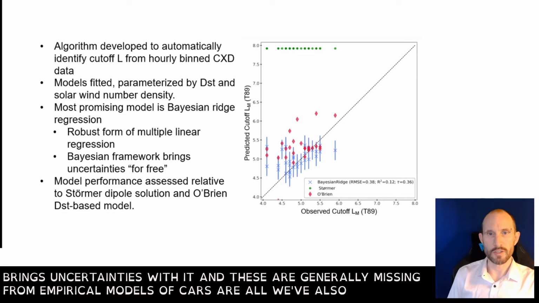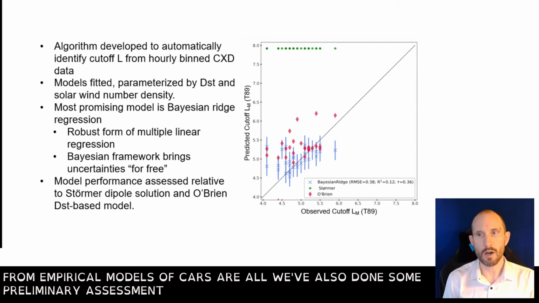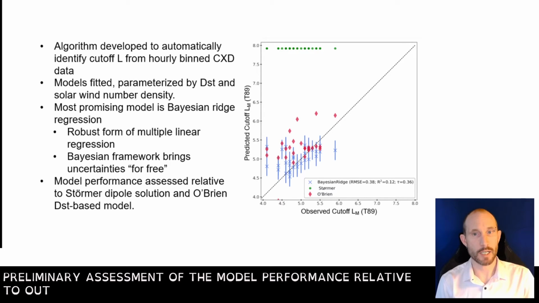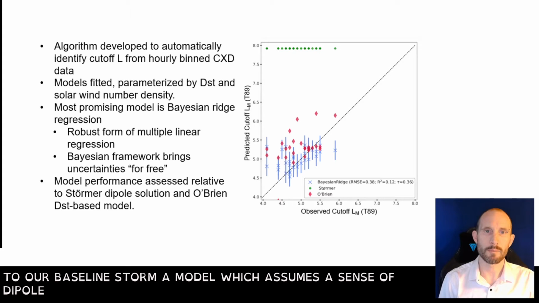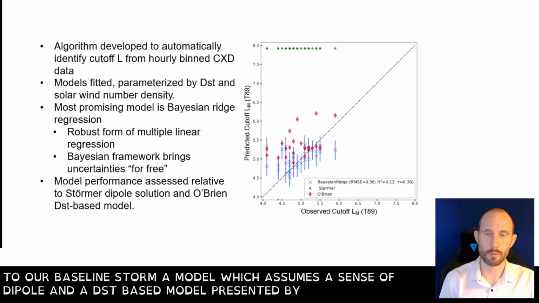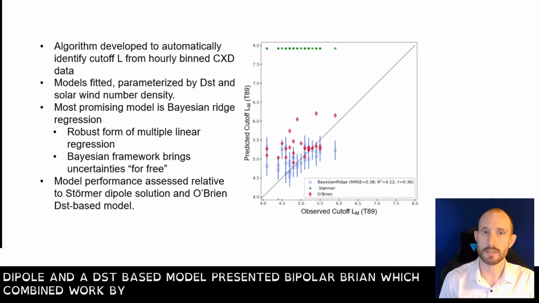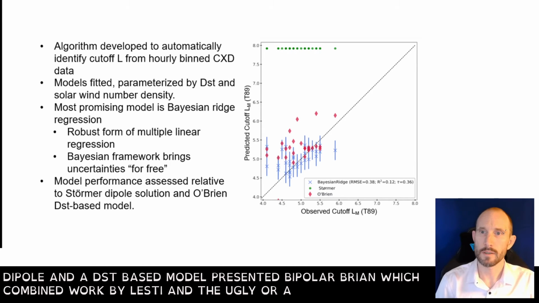We've also done some preliminary assessment of the model performance relative to our baseline Stormer model, which assumes a centered dipole, and a Dst-based model presented by Paul O'Brien, which combined work by Leske and Ogliore.